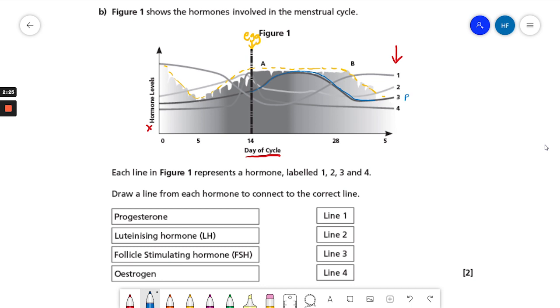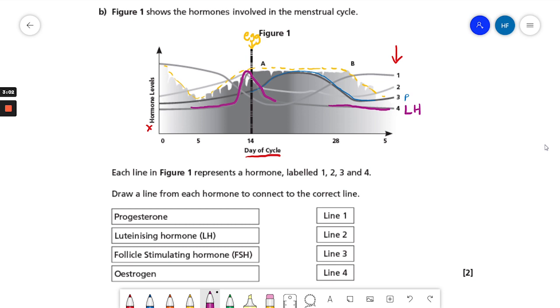Let's now look at luteinizing hormone. So you should remember that this stimulates the release of an egg from the ovary. And so you'd expect a sudden peak of this hormone just before day 14. So let's have a look at the lines. Can we see any peaking just before day 14? Yes, I think that this line here, can you see it's suddenly peaking and then dropping? So that one is likely to be luteinizing hormone.